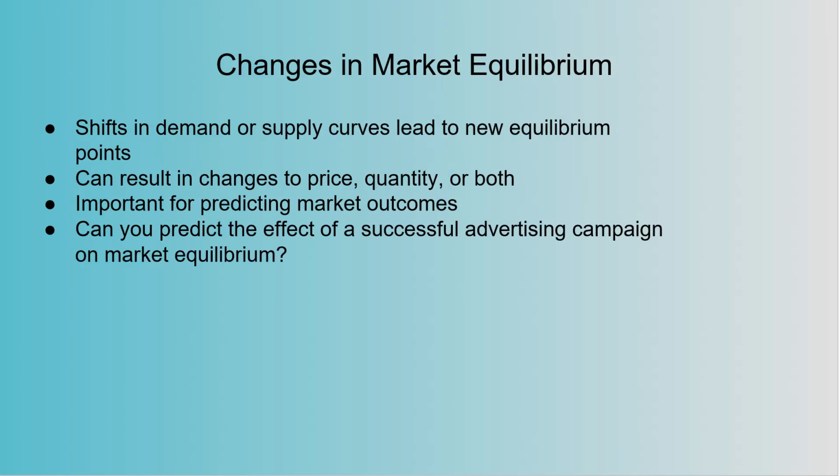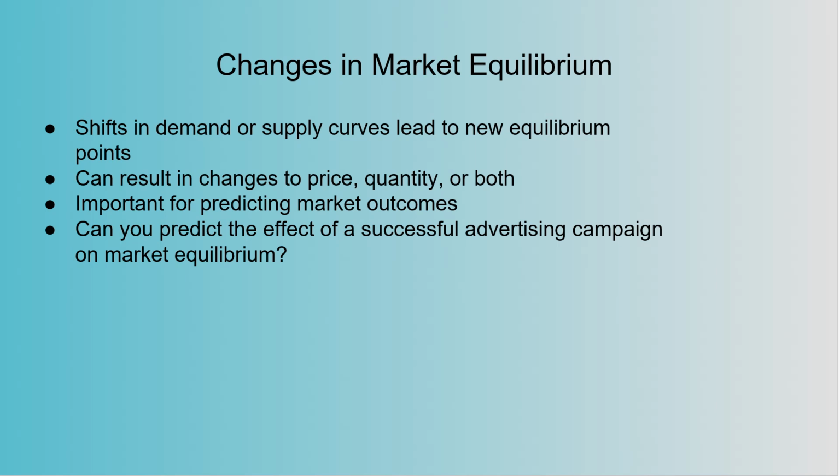So there are obviously going to be changes in this market equilibrium. You guys know that we experience this every day. Today we pay 15 Rand 60 for bread, and tomorrow we'll pay 16 Rand 99. Okay, so there are always changes in market equilibrium price and quantities produced. So these cause shifts in demand or supply curves or lead to new equilibrium points. It can result in changes in price or quantity supplied, or even both.